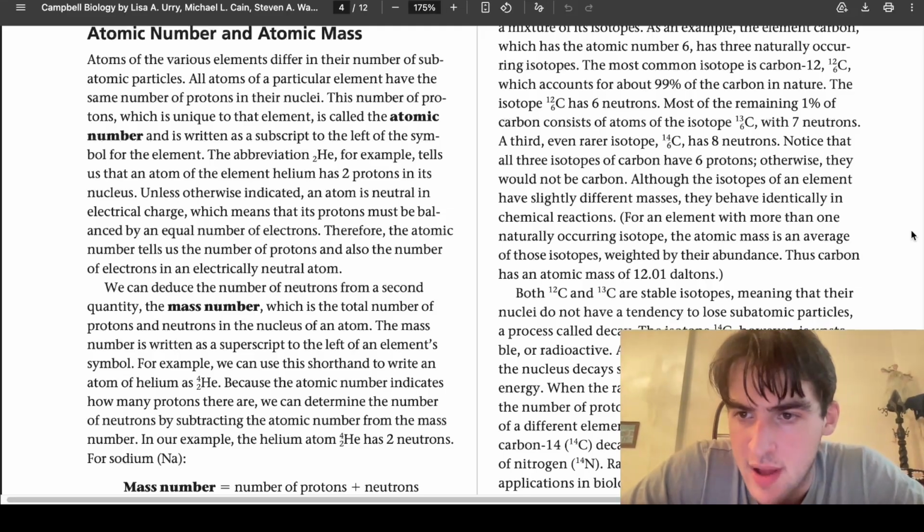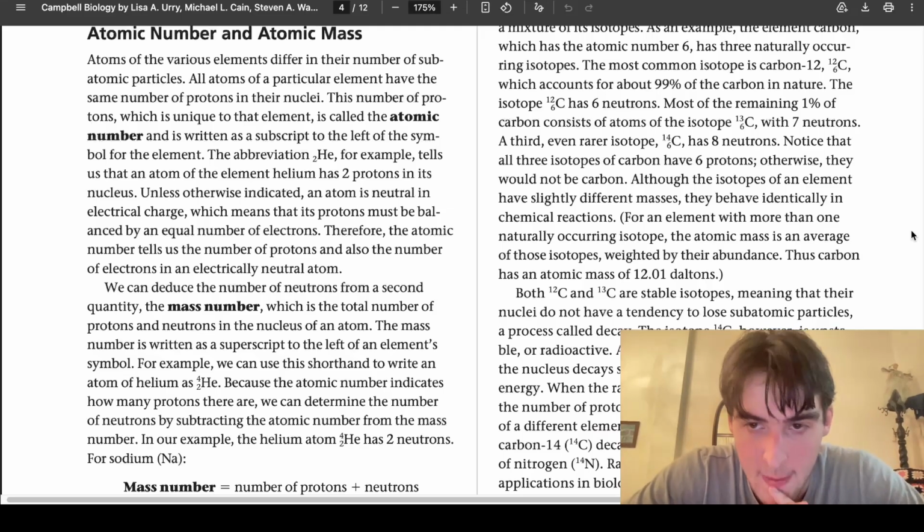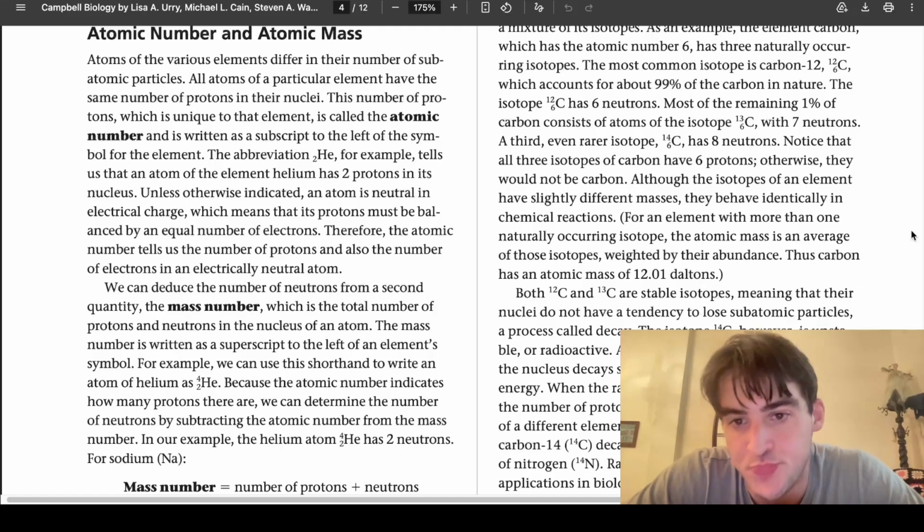We already read that. Notice that all 3 isotopes of carbon have 6 protons, otherwise they would not be called carbon. Okay, yeah, makes sense. That's kind of a duh. Although the isotopes of an element have slightly different masses, they behave identically in chemical reactions.